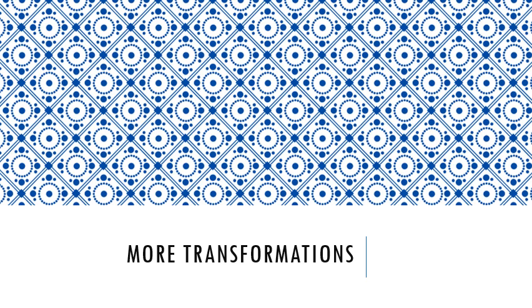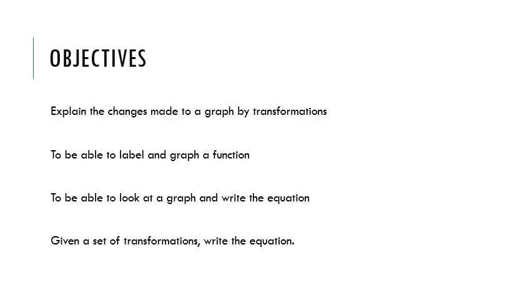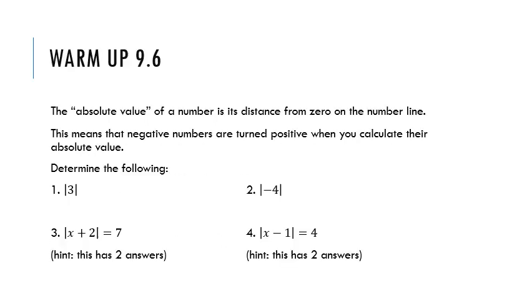This is lesson 9.6, more transformations. Our objectives for today are to be able to explain the changes made to a graph by transformations, label and graph a function, look at a graph and write the equation, and given a set of transformations, write the equation.